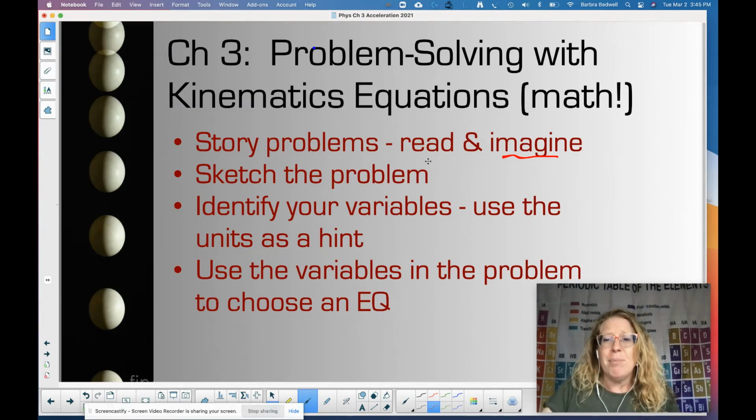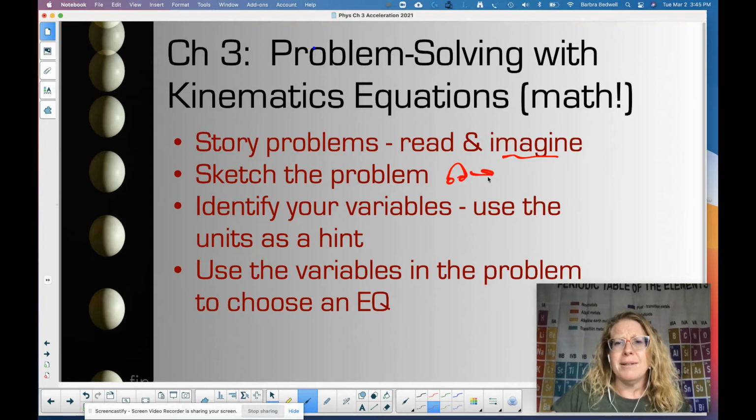So read the problem, try to picture it in your head, then sketch the problem. Again, super simple stick figures. You've seen my pictures of my cars before, something along those lines. There's my car moving to the right. It doesn't have to be fancy, but sketch the problem so you can tell it's moving this way or that direction.